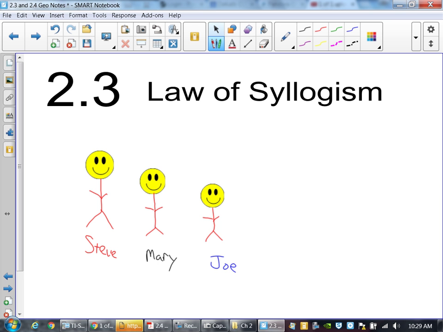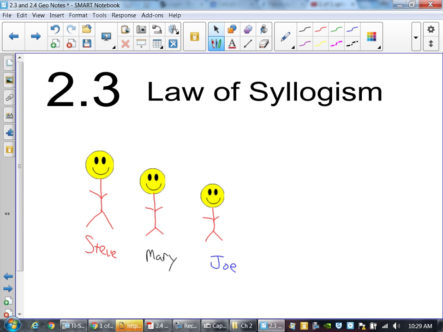Steve is taller than Mary. Mary is taller than Joe. Therefore, Steve is taller than Joe. That's the law of syllogism. So it's like a line segment. Seriously.